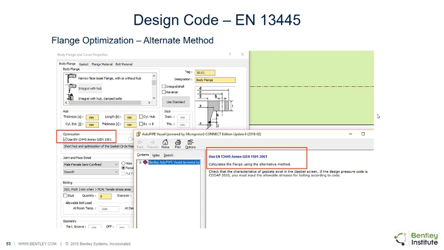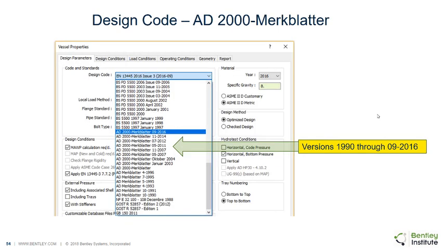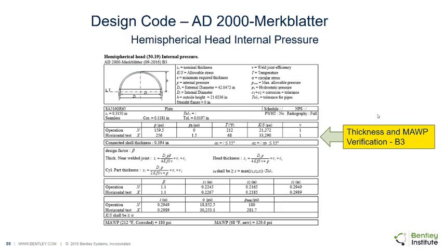It also considers influence of mounting cycles on the gasket. Now let's move on to the German AD Merkblatter code. AutoPIPE Vessel offers AD Merkblatter code from versions 1990 through 09-2016. Here is an example of the hemispherical head calculations performed using AD Merkblatter code.